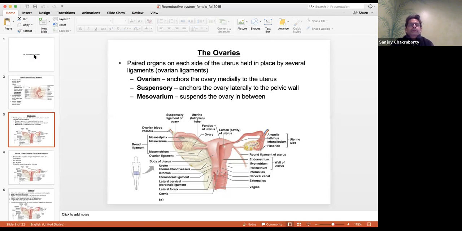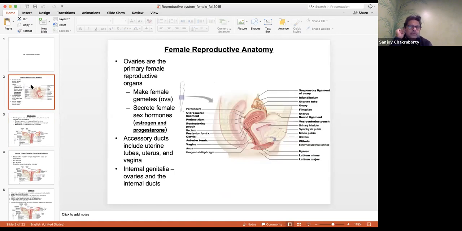Study the female reproductive system. The first few slides are going to talk about the structure of the reproductive system. So the female reproductive system has two ovaries and two fallopian tubes.